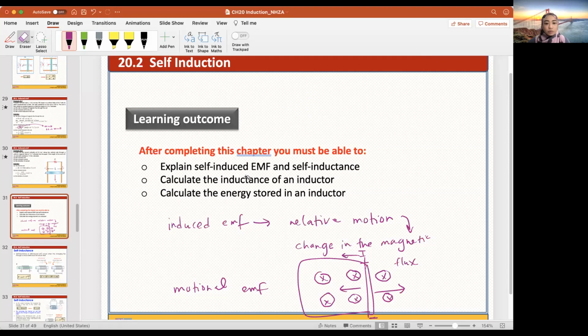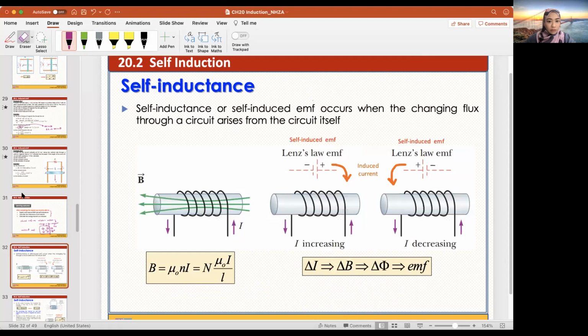So for this chapter, we will talk about what is self-induced EMF, self-inductance, and calculate the inductance of an inductor. Okay, and then we calculate the energy stored in an inductor. So these are your learning outcomes. If you want to study for your exam, you should focus on the learning outcomes because typically these are the questions that will come out. Okay, so let's move on.